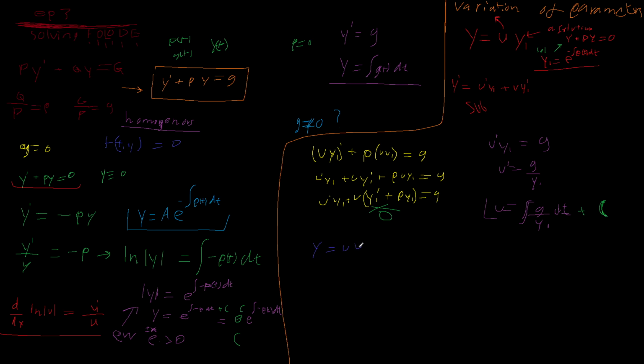We go y is equal to u y1. Well, this is going to be equal to e to the power of negative integral of p(t) dt times the integral of g over y1, so actually e to the integral of p(t) dt times g(t) dt, plus c. Right, I'm going to put big brackets around it so you can see it easily. And so this is our solution for y. This is the solution for the general equation y prime plus py equals g.